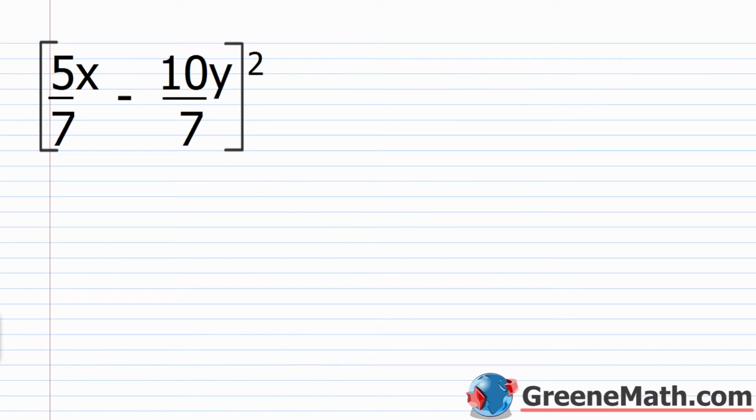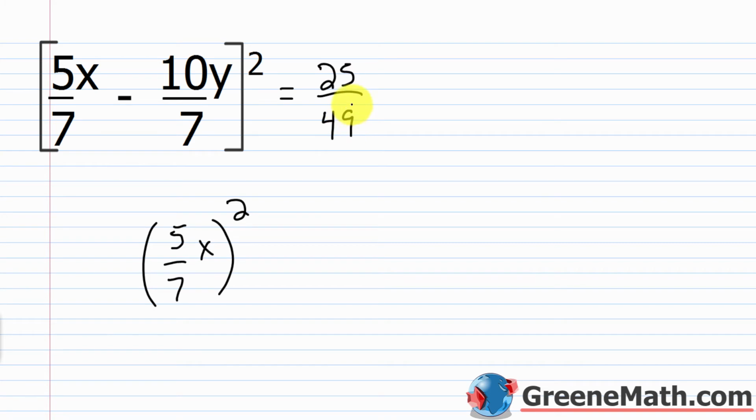Let's look at one final problem here, and we're going to move on to some other common formulas. And we can use this with fractions as well. We have 5/7 x minus 10/7 y. This quantity is squared. So again, I'm going to take whatever's in the first position, which in this case is 5/7 x, and I'm going to square it. So to square this guy, if I square 5/7, 5 times 5 is 25. 7 times 7 is 49. So that would be 25/49. That's the square of 5/7. And then we have x squared.